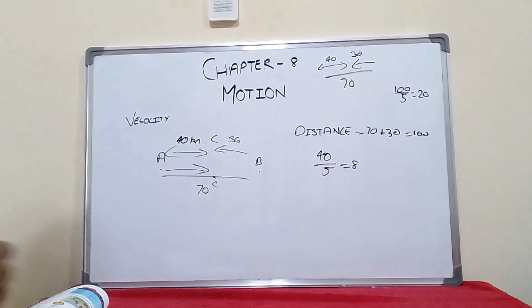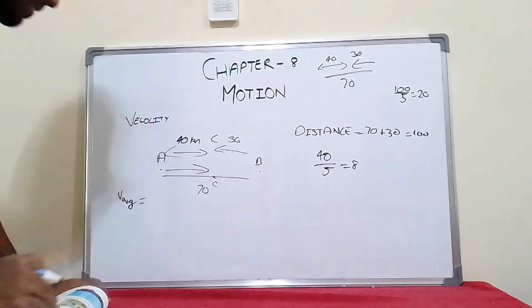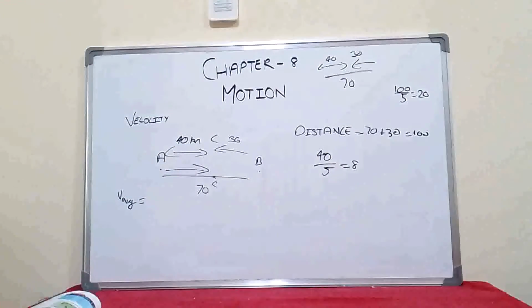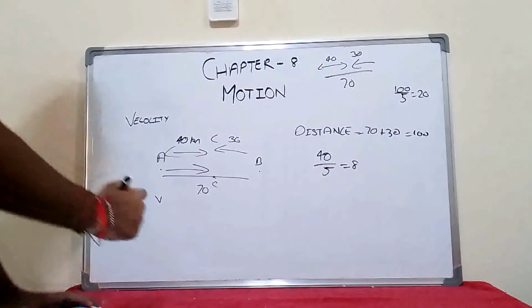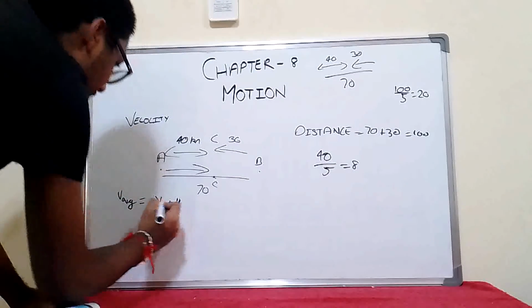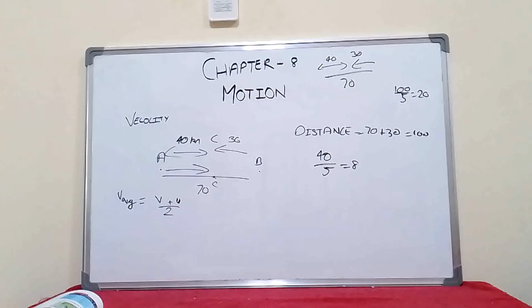What is average velocity? Average velocity will be the final velocity, the velocity towards the end of the tour, that is v, plus the initial velocity, the velocity with which it started, that is u. You add both the final velocity and initial velocity and divide by 2. This is how we find the average. So average velocity here is (u + v) by 2.